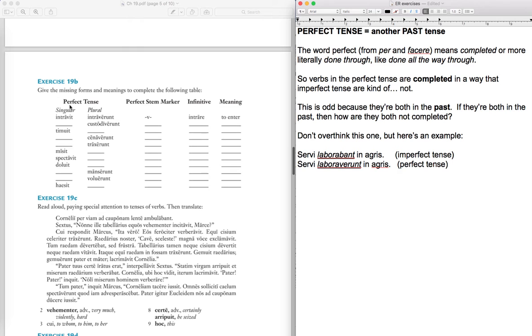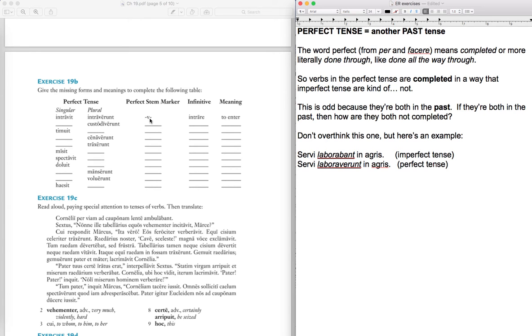And then they ask you to do a little practice in 19b, which is the exercise that's due for this week, along with 19a, I guess. So you have a chart, and you need to set up a chart in a Word file or something like that. And what you're given is just the third person singular and the third person plural forms, and the first one has all five of these filled in. So intravit means he or she or it entered. Notice the V, as I said before. And intraverunt is the plural of that. So intravit, intraverunt. He, she entered, they entered.